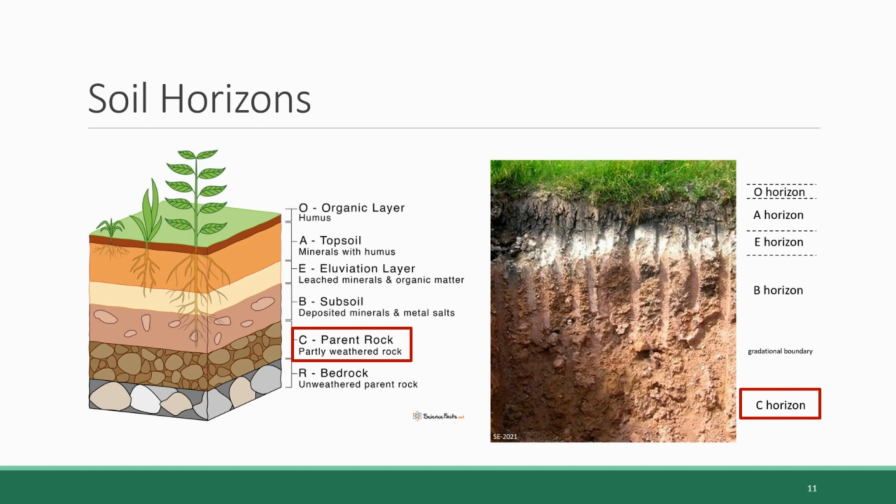This is the source of the mineral material. So this is where the clay, the sand, and the silt come from. And these things mix with the organic material in the above layers. And an important feature to note in this diagram, on the left diagram at least, is you can see how beneath the parent material is the unweathered bedrock.